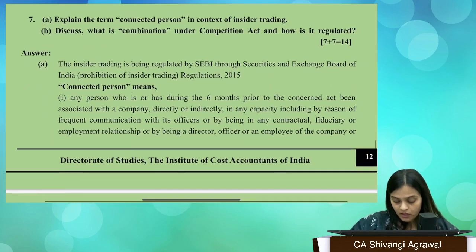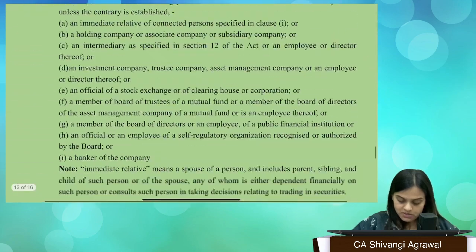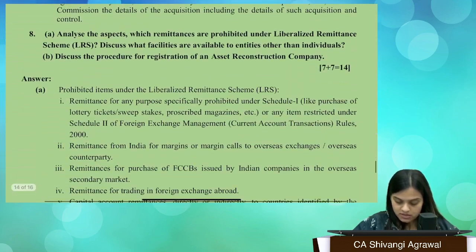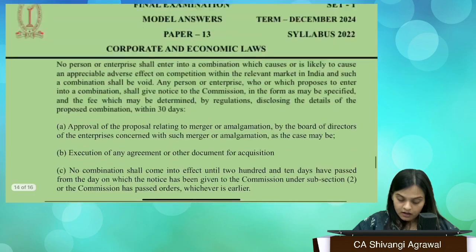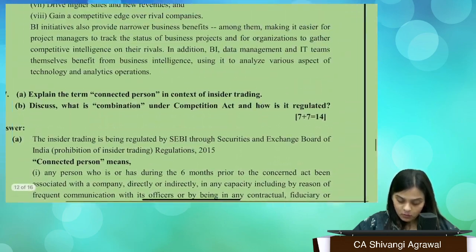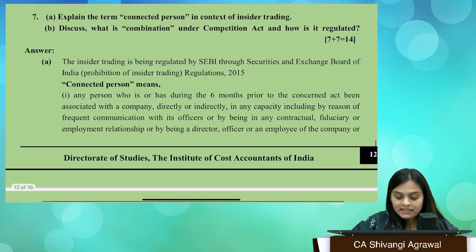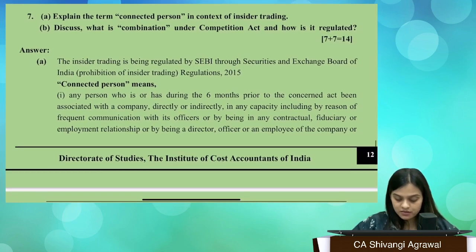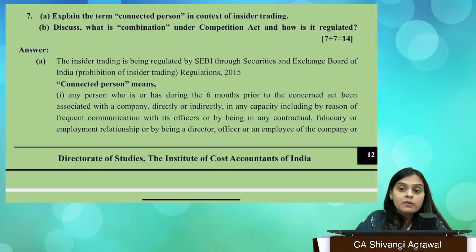ओके, नेक्स्ट यू हैव अगेन क्वेश्चन नंबर 7 also is something which is a direct question. Question number 7, what is it? Explain the term connected person in context of insider trading. तो connected person होते हैं हमारे पास and then we have deemed connected person, right? है ना, who are deemed to be the connected person. तो आपको दोनों की definition यहाँ पे लिखनी है. Connected persons कौन होते हैं भाई? Who have been associated with the company.